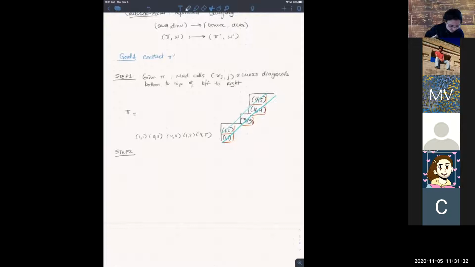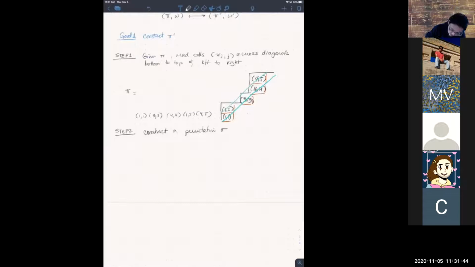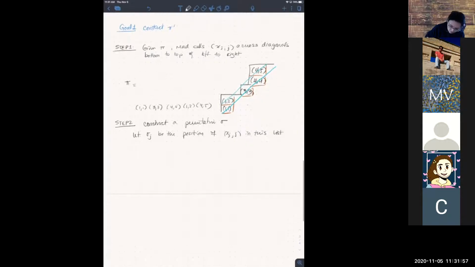Yay. Thank you. Okay, so then step 2 is to construct a permutation sigma. And how do we do that? So we're going to let sigma_j be the position of x_j, j in this list, right? So if we look at our example above, here's sigma. We'll just let 1, 2, 3, 4, 5, 6. Oh, this is the wrong example.